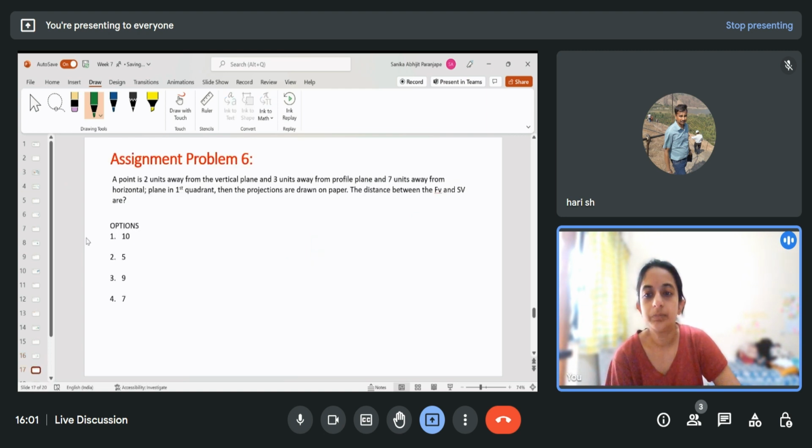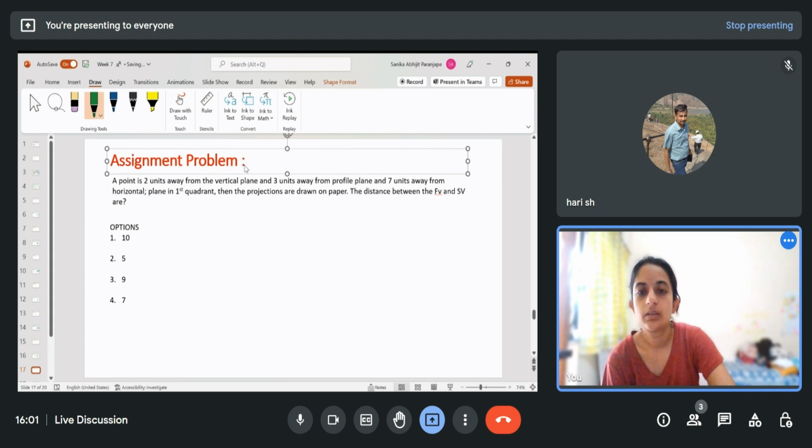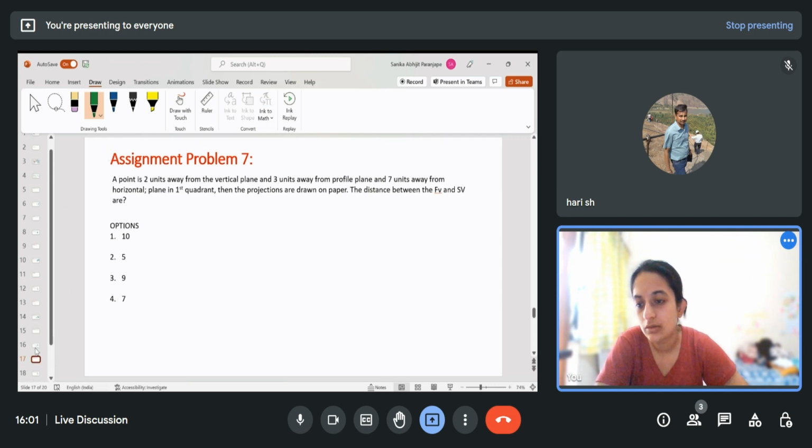And the last problem is: a point is 2 units away from the vertical plane, 3 units away from the profile plane, and 7 units away from the horizontal plane. What are the projections?